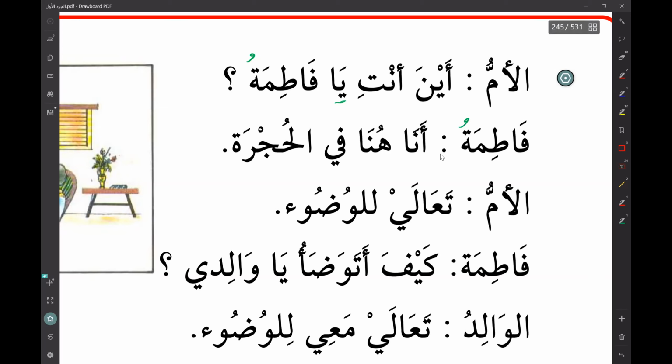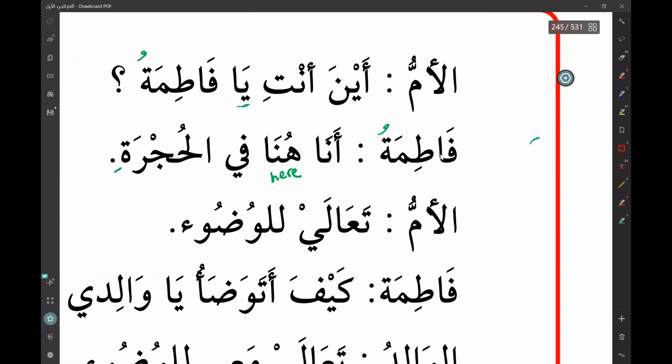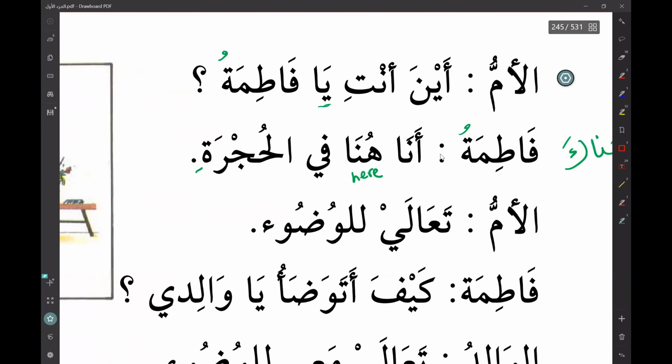Fatima says, أنا هنا في الحجرة. I am here. I think we had this word هنا. What is هنا? Here, right? How do you say there? It's very easy, similar. It would be هناك. Okay, so memorize these two words together, inshallah.